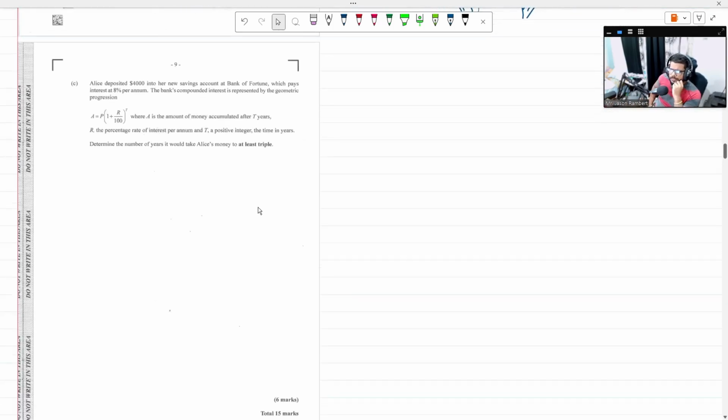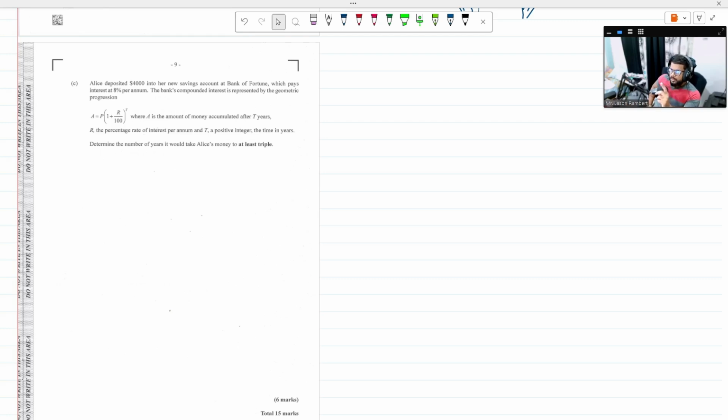Alice deposited $4,000 into her new savings bank account, which pays interest at 8% per annum. The bank's compounded interest is represented by the geometric progression. Okay, so they give us a formula, where A is the amount of money accumulated after t years, R is the percentage rate of interest, and t is a positive integer. Determine the number of years it will take Alice's money to at least triple.